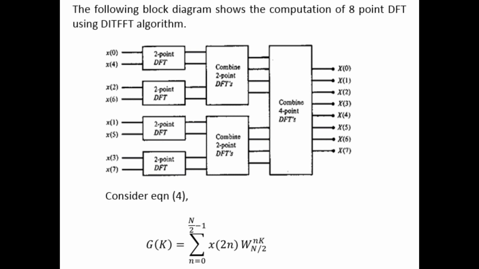That means it is 4. So we can write x of 4. Next is 2. 2 means 0, 1, 0. Once again, bit reversed order means it is 0, 1, 0, which is equal to 2 itself.